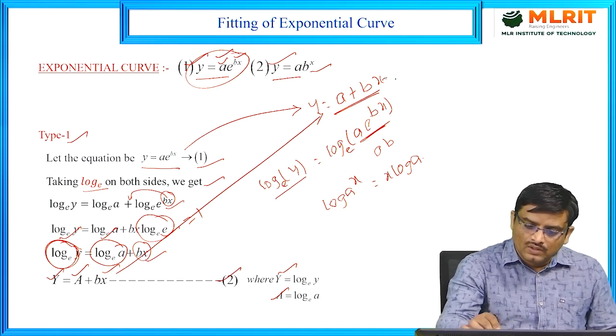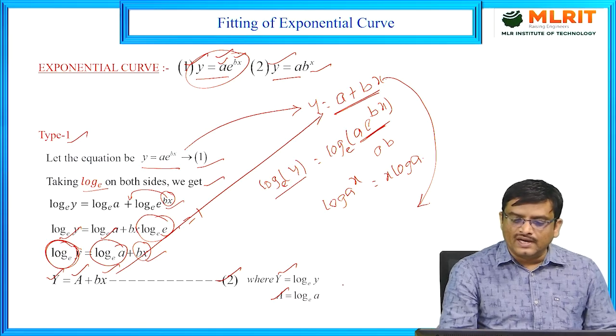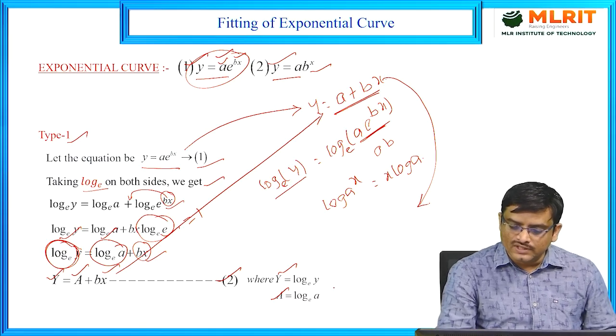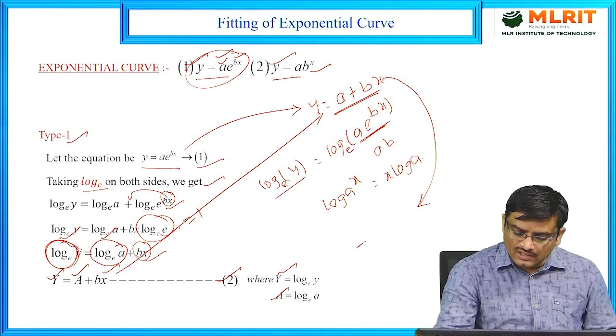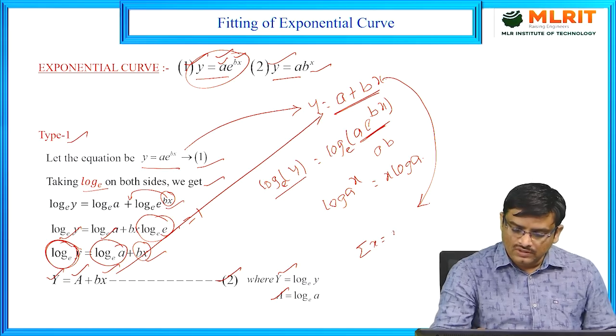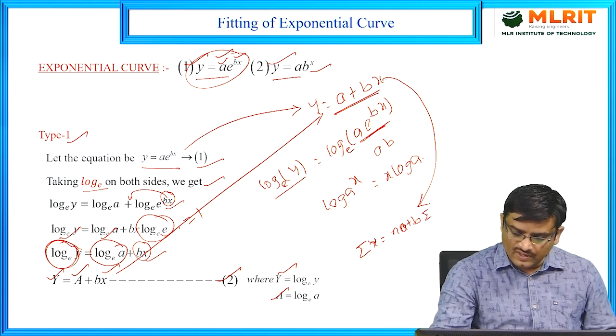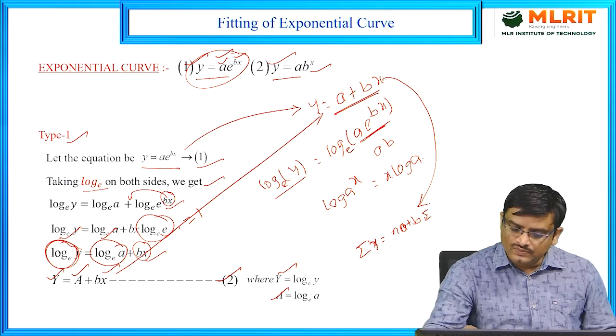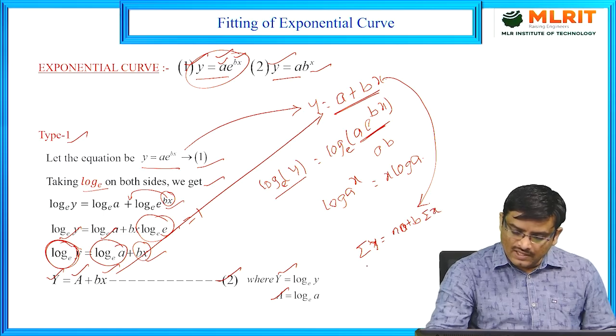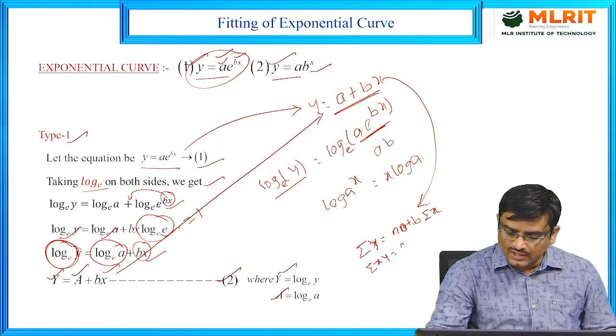Now, whenever we have discussed fitting a straight line of the form y is equal to a plus bx, we have the normal equations. Those normal equations we have taken as summation y is equal to Na plus b into summation x, and the next one is summation x into y is equal to a into summation x plus b into summation x square.